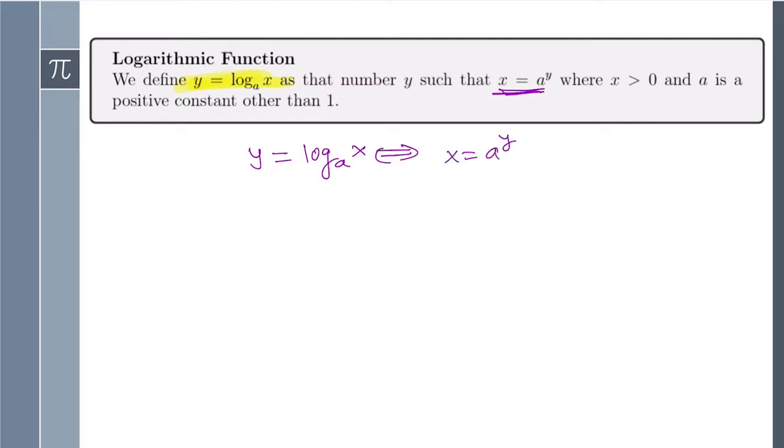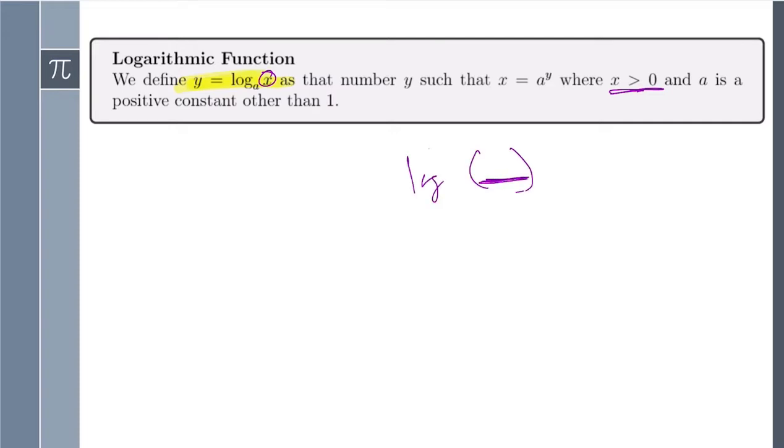So now to solve for y, we have to write it this way: y equals log base a of x. This function is called the logarithmic function. There are some restrictions here. The first restriction is that x should always be positive, not even zero, no negative and not even zero. So this x, or whatever the quantity inside the log, must be positive. And a is a positive constant other than 1.